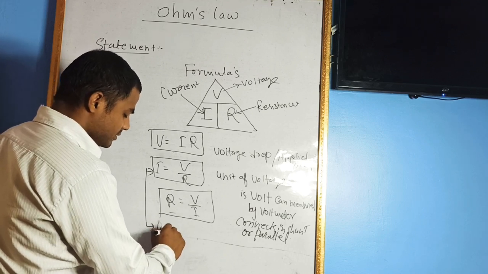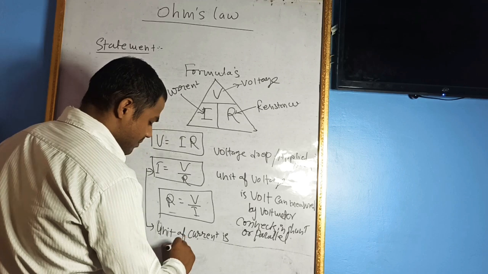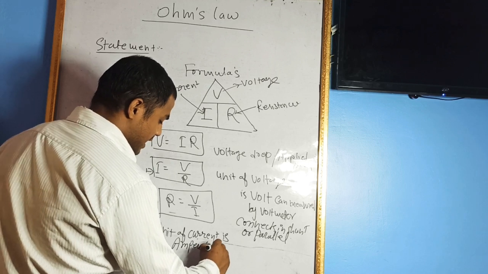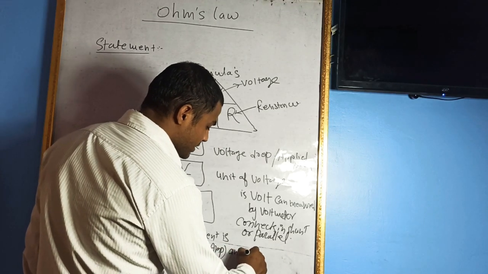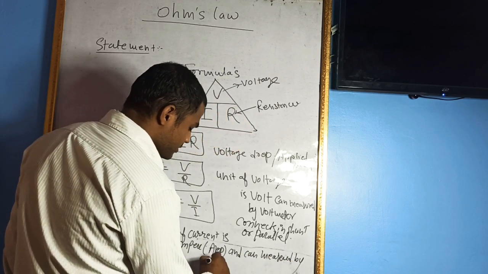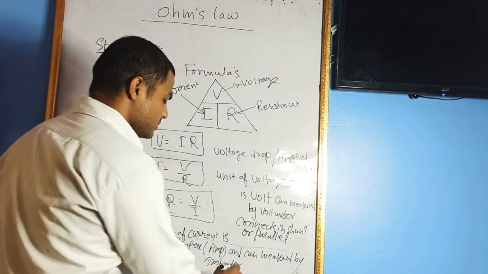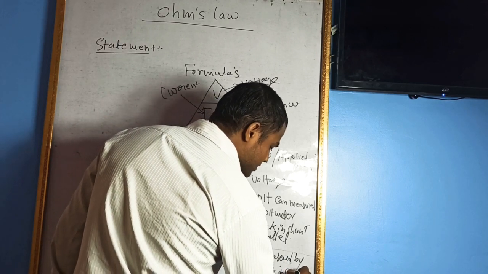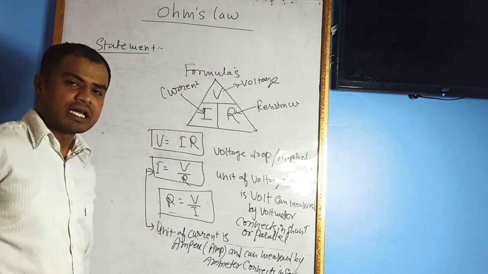The unit of current is ampere. In short, it can be written as A or amp, and it can be measured by an ammeter, which is connected in series. Okay.